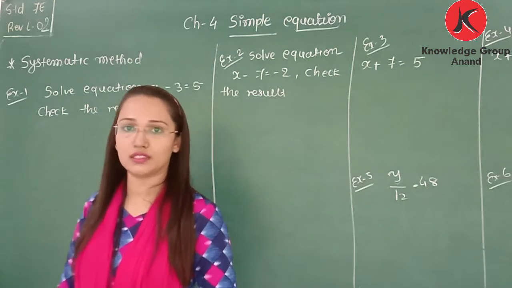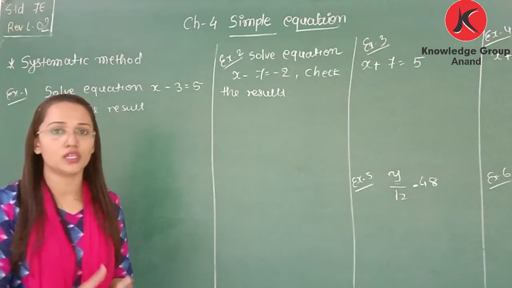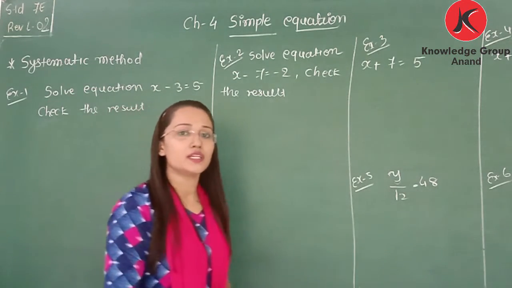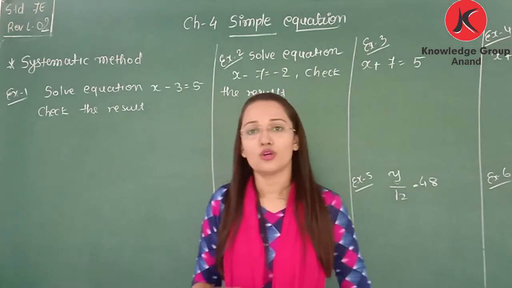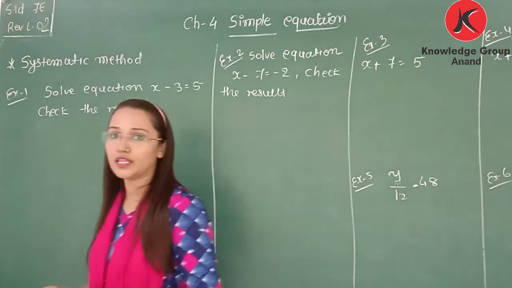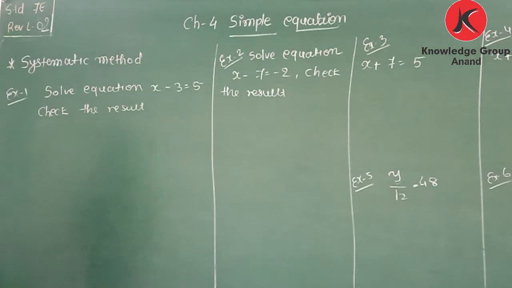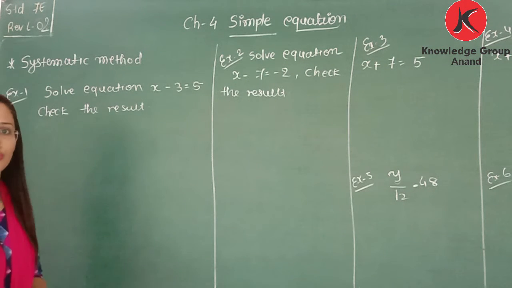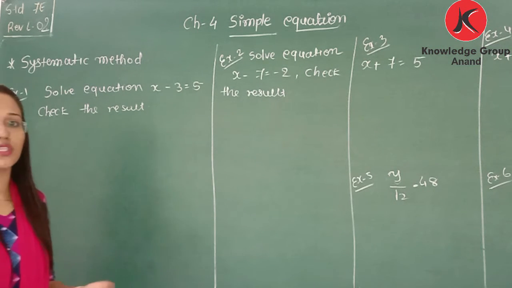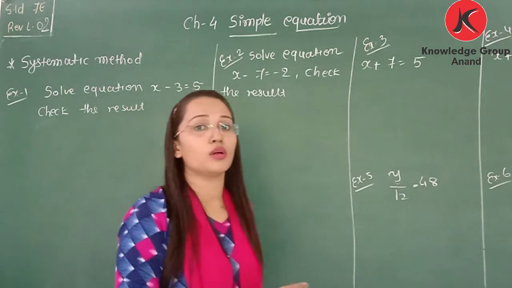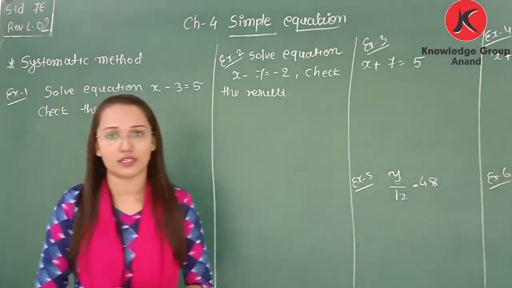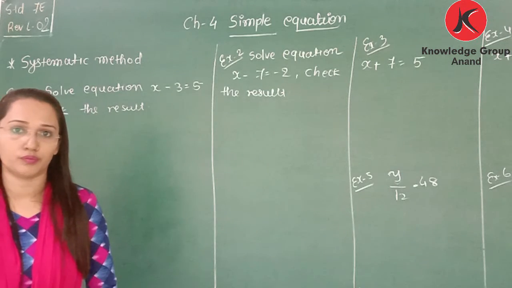Equal to the right hand side, then that value of the variable is a solution of the equation. But it is a very time consuming method. So now we will learn another method, that is the systematic method, in which we need to perform the same operation on both sides, left hand side and right hand side.